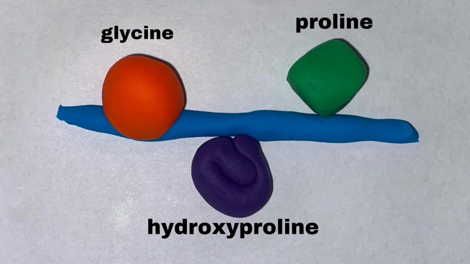Hydroxyproline, on the other hand, has a hydroxyl functional group in its side chain, which causes it to be hydrophilic and polar. These qualities allow it to attach to water to form hydrogen bonds. Glycine is a simple amino acid with its side chain containing only hydrogen, making it nonpolar and hydrophobic, meaning it repels water. Glycine's simple structure allows the chain to form a tight twist. Glycine is also responsible for the flexibility of the molecule.